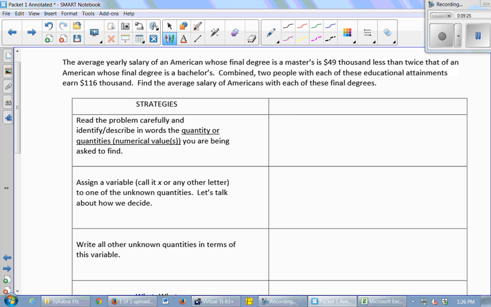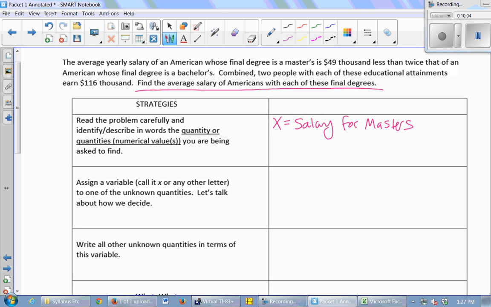Scan through that question till you find the question, right? Not all the information that's given, but the question. Where is the thing we're being asked to find? There's the question. Okay. So let's have, say, X be the salary for what two degrees are we thinking about? Bachelor's and master's. So which one do you want X to be? Master's. Okay, so X will be the salary for a master's degree.